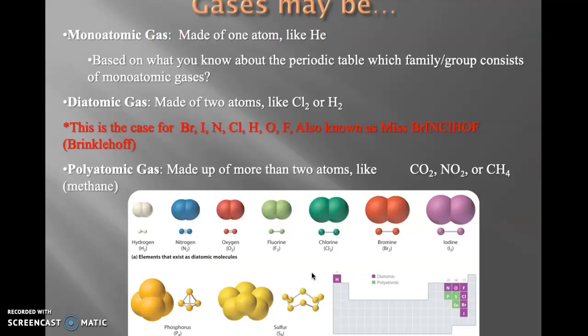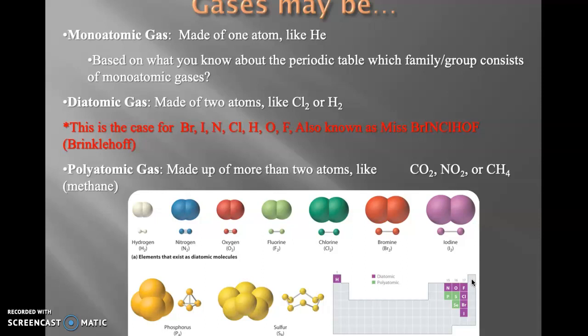So gases can be monoatomic, diatomic, or polyatomic. Monoatomic gases consist of just one atom. So helium, which doesn't have the He here, but helium would be right here on the periodic table, that can exist all by itself. It can just be one single atom floating around, happy as can be.